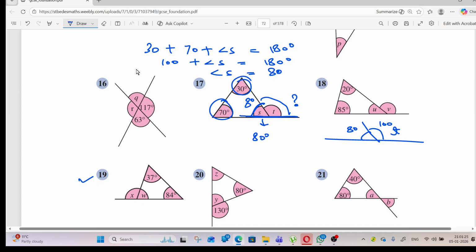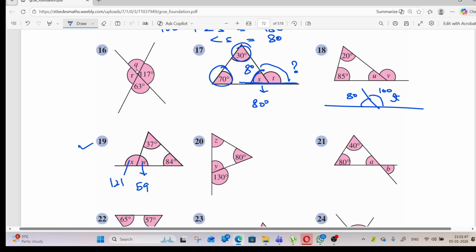121 is X, and W is 59. Okay. So yeah, 37 plus 84 is 121. Okay. And very good. Absolutely correct. You got it right.